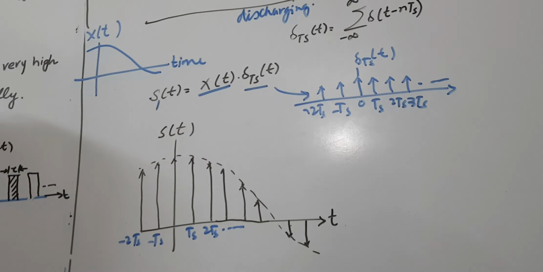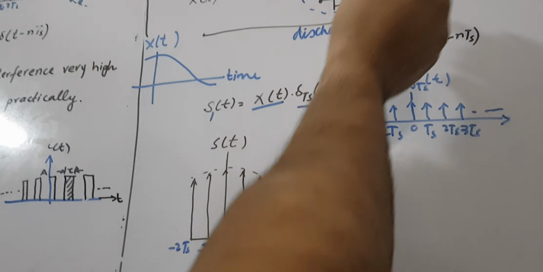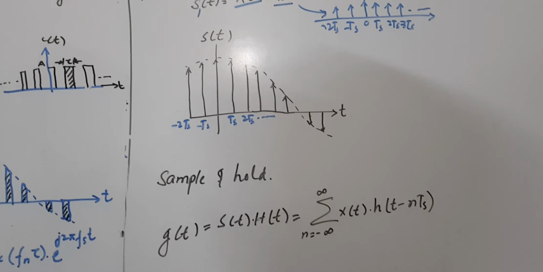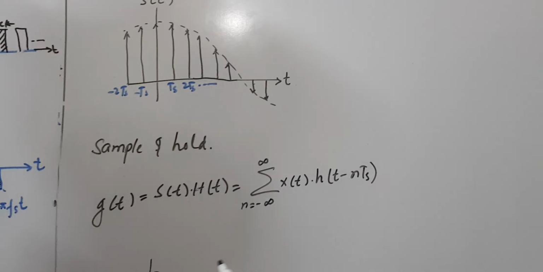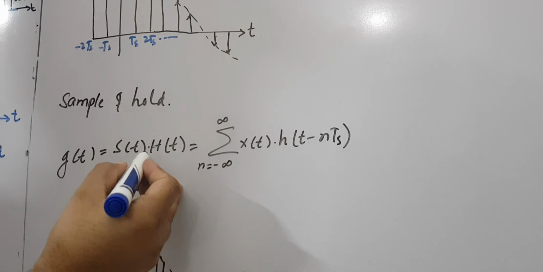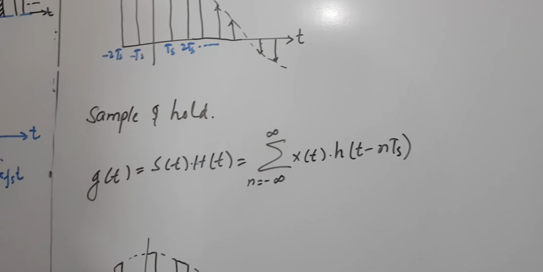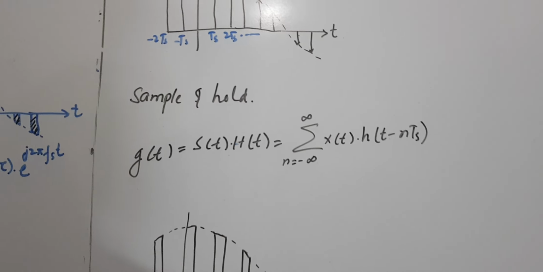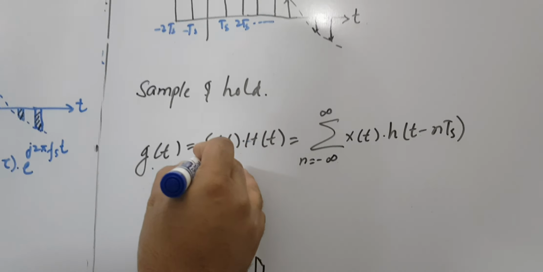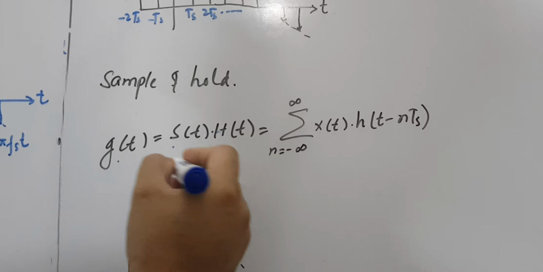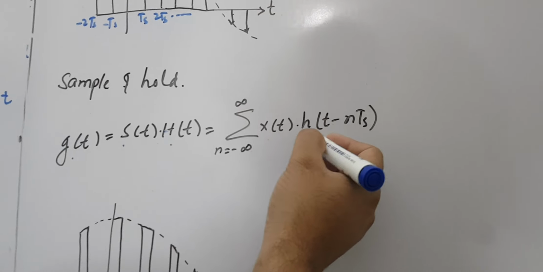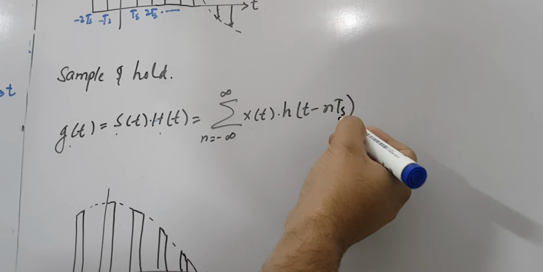And then if you are using sample and hold, g(t) will be equal to this s(t) multiplied by h(t). We have already discussed h(t) in our previous lecture. If you want to see more detail, you need to go to our previous lecture, and there you can find what h(t) is and what the response of h(t) is. So g(t) equals s(t) multiplied by h(t). s(t) equals x(t), and h(t) is your pulse, where the pulse is written as h(t - nTs).